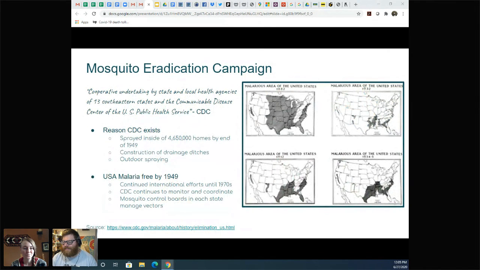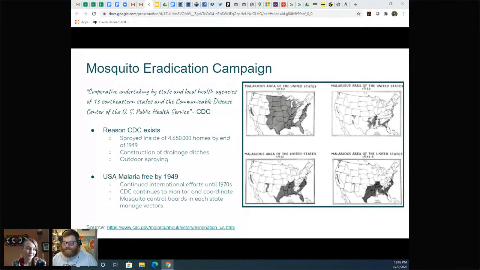Originally, the CDC was there to knock down mosquito populations around U.S. Army bases in World War II, and particularly in the South, where it was an issue. After the war, they transitioned to becoming a civilian agency, but they remained with their headquarters in Georgia, which is why they're in Atlanta to this day. They went around spraying DDT in over 4 million homes. They constructed drainage ditches. They had planes flying, spraying DDT. They had trucks fogging DDT.